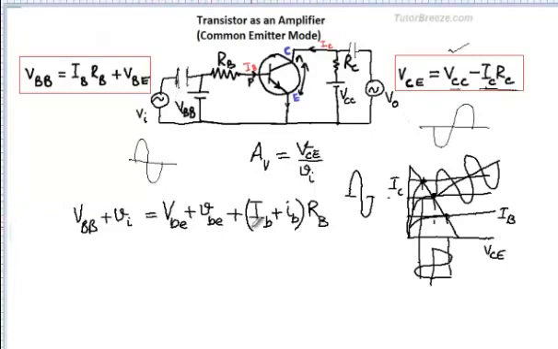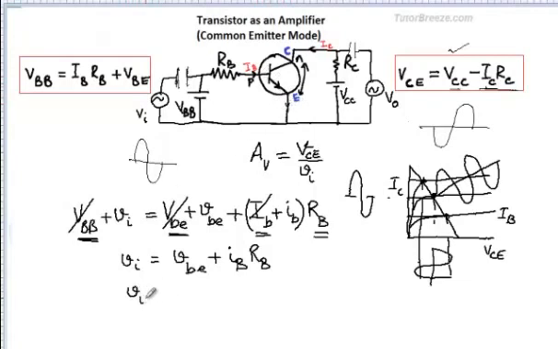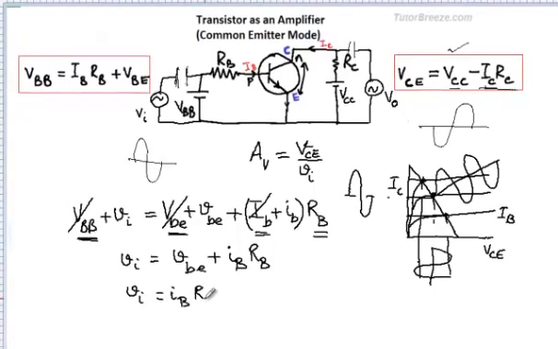Now coming back to our derivation, you can see that VBB is equal to VBE plus IB RB. So we are going to cancel this out, and we are left with vi equal to the variation in base emitter voltage plus ib times RB. Now this variation in base emitter voltage is extremely small. This more or less stays constant at about 0.7 volts if it is a silicon transistor, which is the cut-in voltage for the forward bias. So we'll write vi as ib times RB.